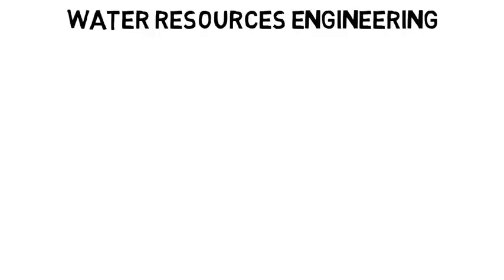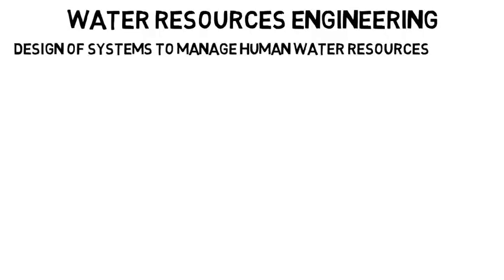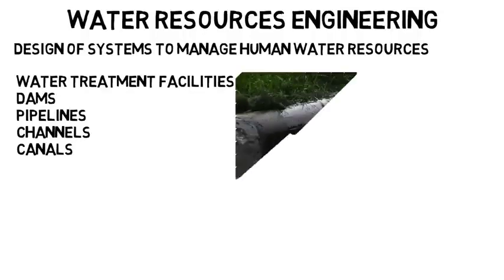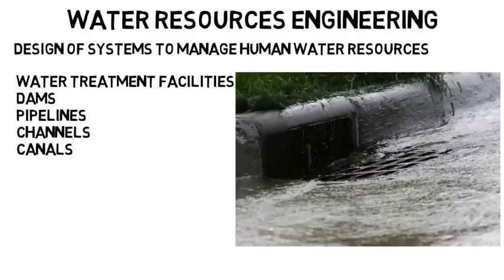Now let's move on to water resources engineering. This is about the design of systems to manage human water resources. They could work on a water treatment facility, designing dams, pipelines, channels, canals, and so on. Maybe you have to design a storm drain system in the event of a large storm. Where is all the water going to go, and how will you get it to the ocean efficiently?